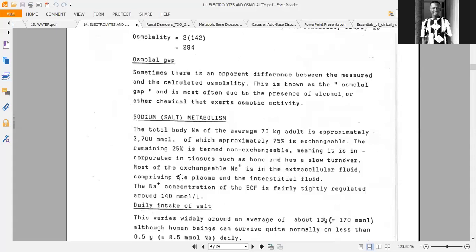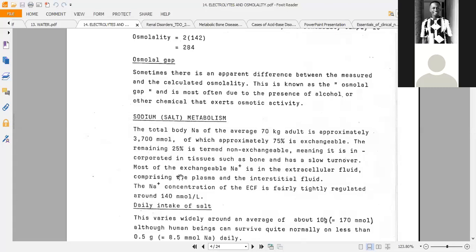Now, I told you that the lab can measure the osmolarity or the osmolality. But if it doesn't, then you as a clinician can estimate it by using the formula: 2 times the sodium plus glucose plus urea. Ideally they should be the same, but at times the measured osmolarity is different from the calculated one, and that difference is what is called the osmolar gap.